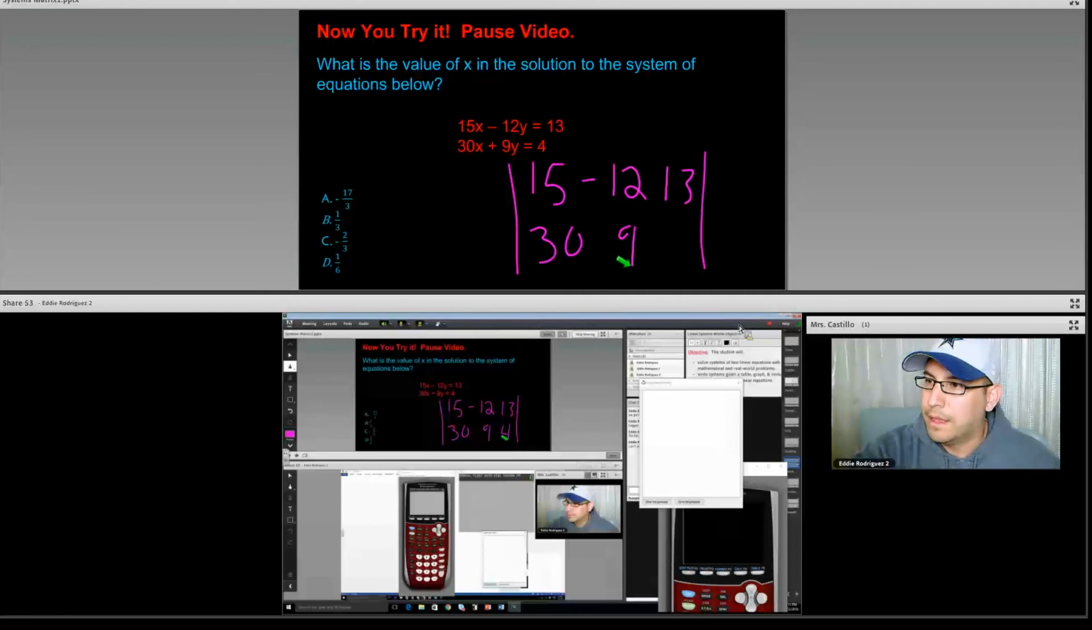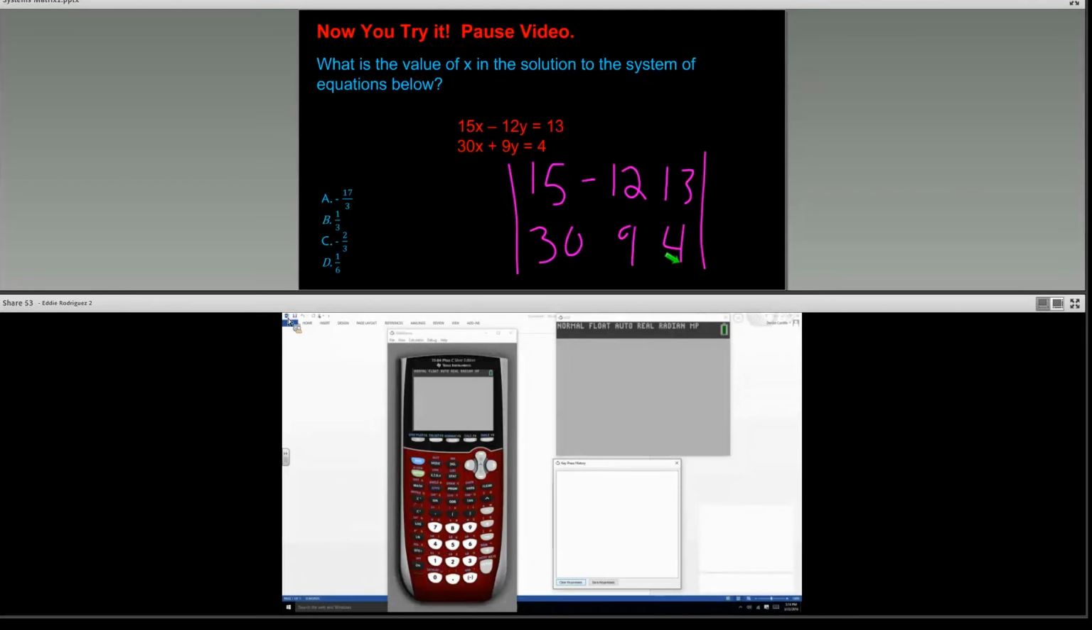Okay, so first I'm going to hit matrix by hitting second matrix. Okay, then I'm going to edit my matrix from matrix A. And this is also going to be a 2x3 matrix. 2, 3, enter. So now I have my setup. So now I can plug in the matrix that I created earlier.